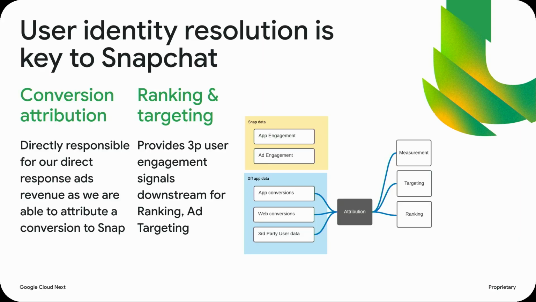So what is identity matching? It involves the process of identifying users and matching them with events that happen both on Snapchat and off Snapchat. We utilize various signals to identify these users, such as cookies, hashed emails, IDFAs, etc. Why is this so important for Snap? This directly improves our direct response ads because we can then attribute a conversion to Snapchat. This also increases the availability of third-party signals so that our ad ranking, targeting, measurement models can get better.